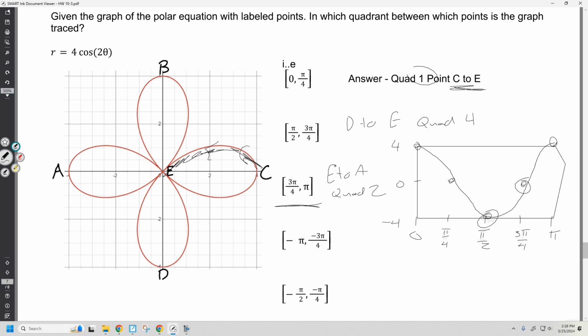Not here, here. It's the direction. Negative pi would correspond to here. So I would kind of restart my graph over here at negative pi, going to negative pi over 2, passing over negative 3 pi over 4. Negative pi to negative 3 pi over 4 is actually this portion. My radius is positive, so I'm A to E in quadrant 3.